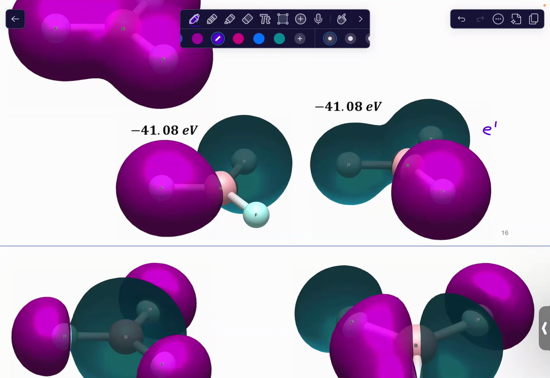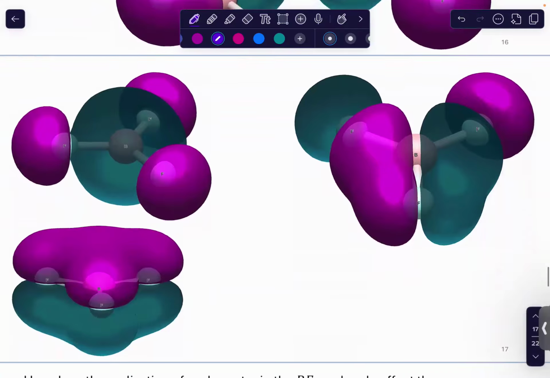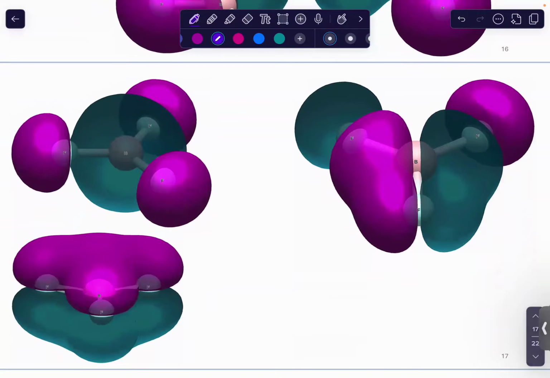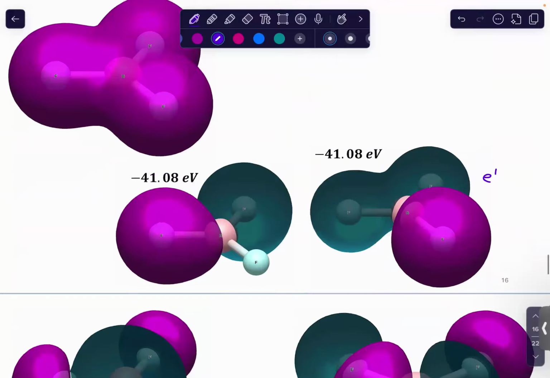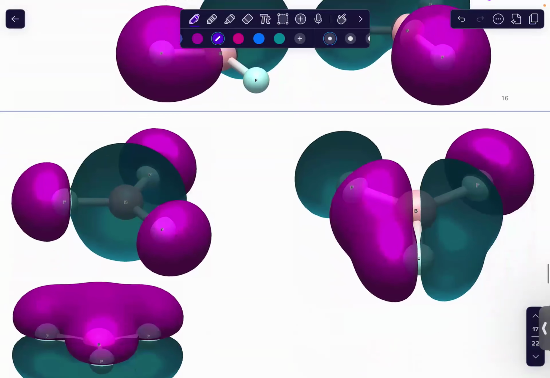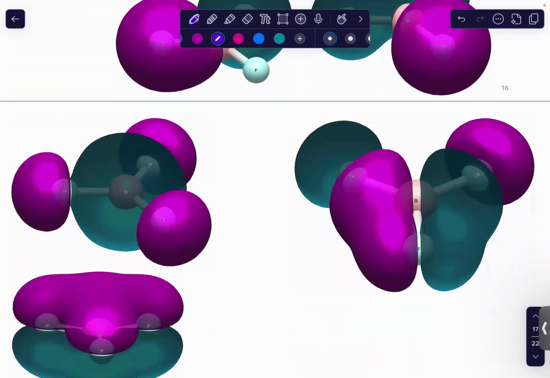Now, see, they look different. But it's that degeneracy that dictates. Let's start to look at what happens down here. Here we see a higher energy sigma structure, boron out to the fluorines. So we already had a sigma structure. What do you think the symmetry is on this one? So do the C3 axis. Is it symmetric or anti-symmetric? It's symmetric. So it's an A.